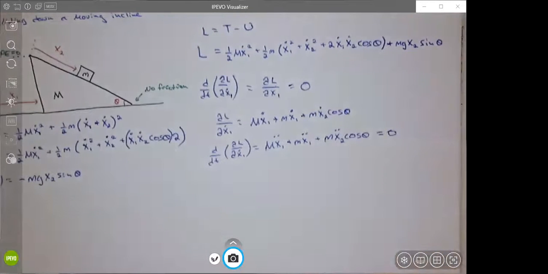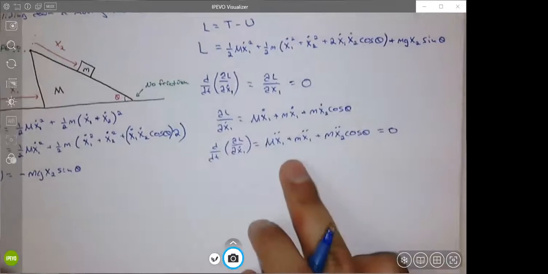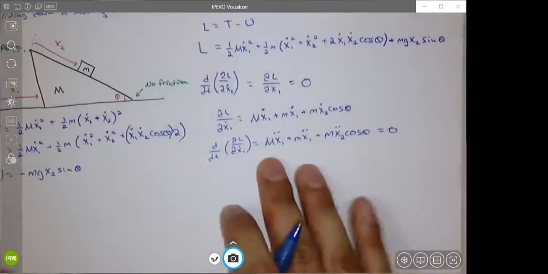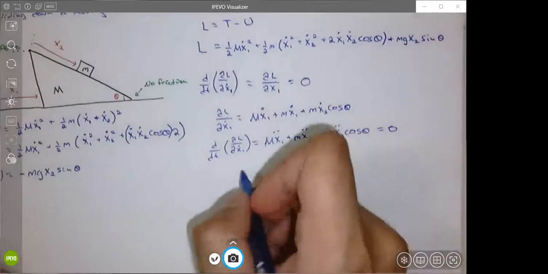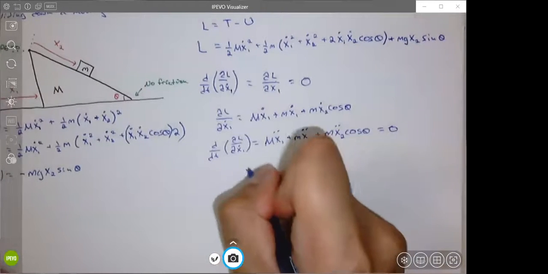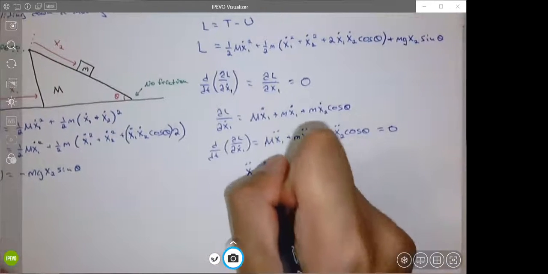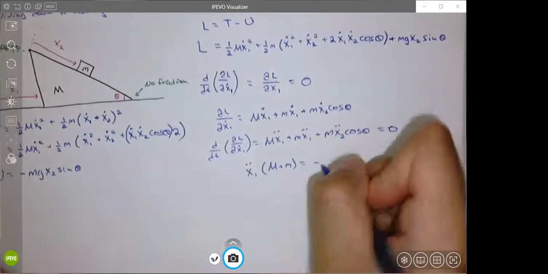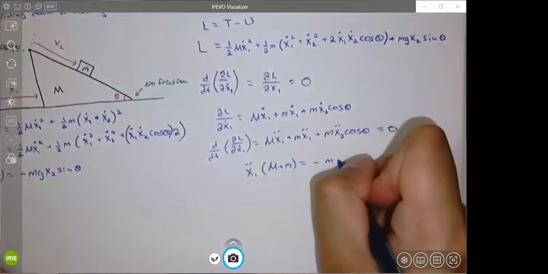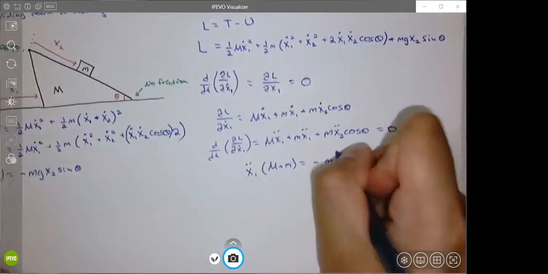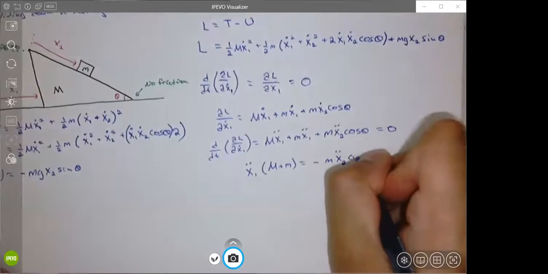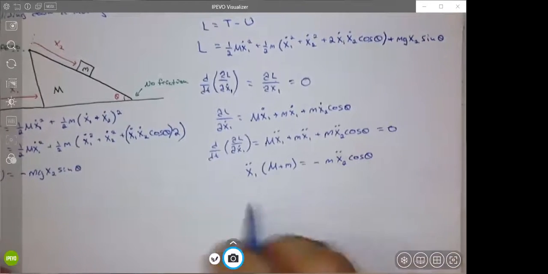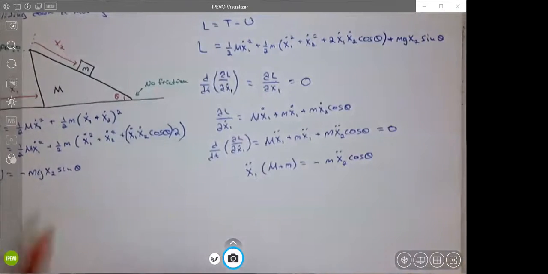So we have our first equation from the Lagrangian. Let's actually clean it up a little bit. Let's separate the x1s and the x2s from each other. So we'll end up with x1 double dot times (big M plus little m) is equal to negative m x2 double dot cosine of theta. Okay, and that will be our first equation.